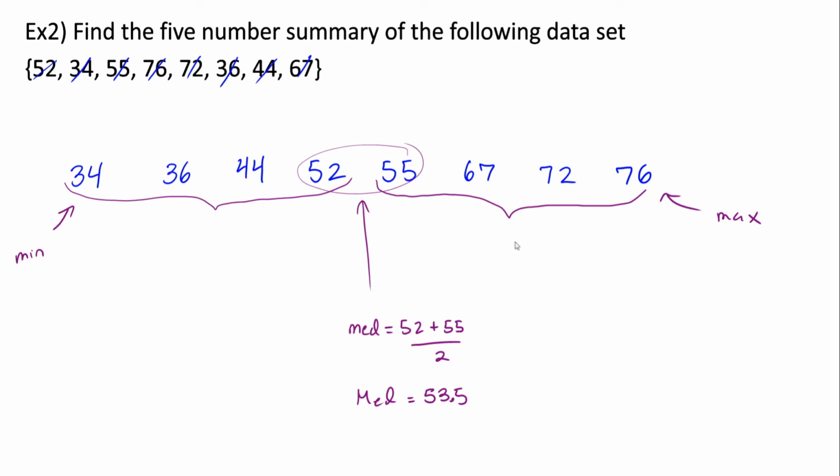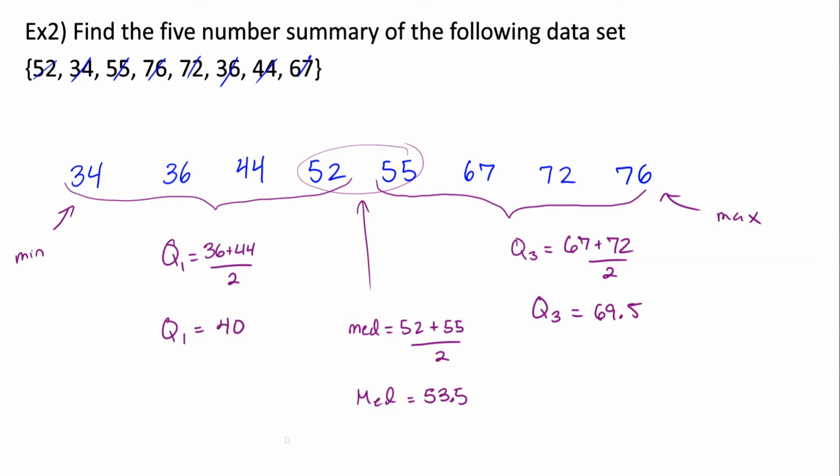So our Q3 over here is going to be 67 plus 72 over 2. And Q1 will be equal to the average of 36 and 44, because those are our 2 middle values in the lower half.